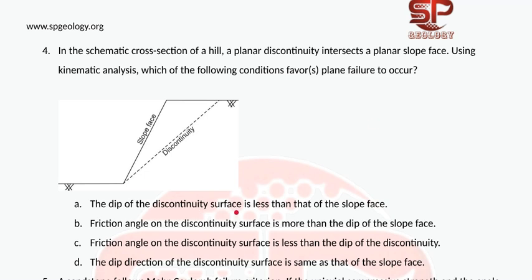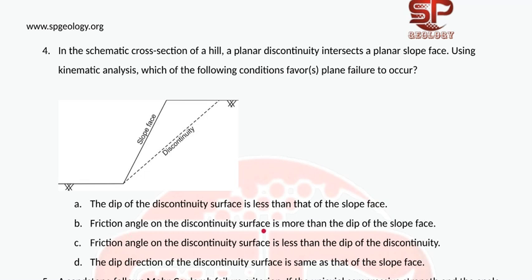First, the dip of the discontinuity surface is less than the slope surface. If the dip of the discontinuity is less than the slope surface, it will favor the slope failure, because a steeper condition is a stable condition.